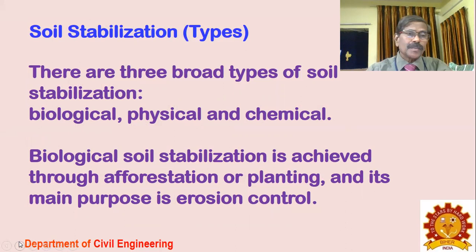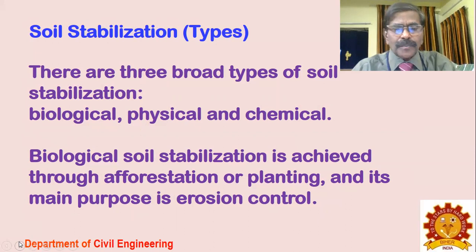There are different types of soil stabilization: biological, physical, and chemical. Biological soil stabilization is achieved through afforestation or planting, and its main purpose is erosion control. When there is a forest area, the roots of the vegetation hold the soil firmly so that soil erosion can be avoided. Such erosion avoidance is biological soil stabilization, because the roots and green vegetation protect the soil from eroding. That's one type of stabilization of the soil.